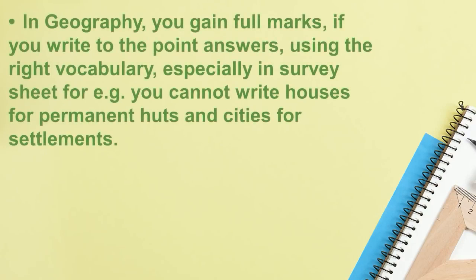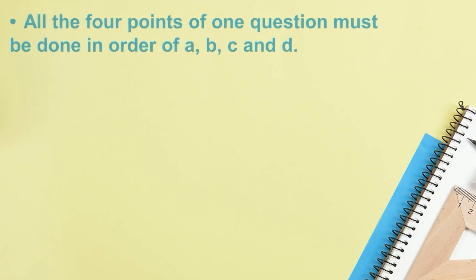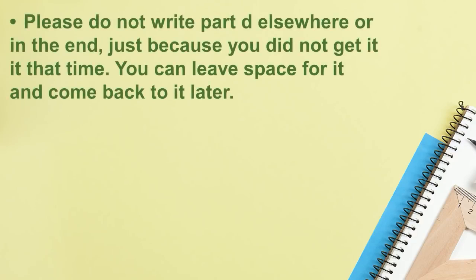In geography, you gain full marks if you write to the point answers using the right vocabulary, especially in survey sheet. For example, you cannot write houses for permanent huts and cities for settlements. All the 4 points of the first question must be written in order of A, B, C and D. Please do not write part D at the end of the paper just because you did not get it at that time. You can leave space and come back to it later.